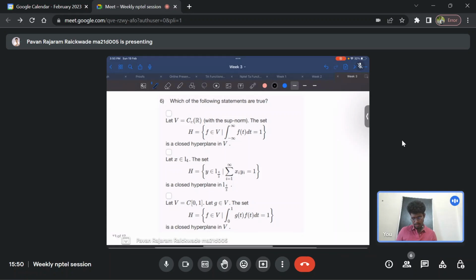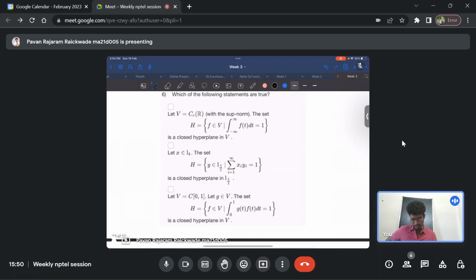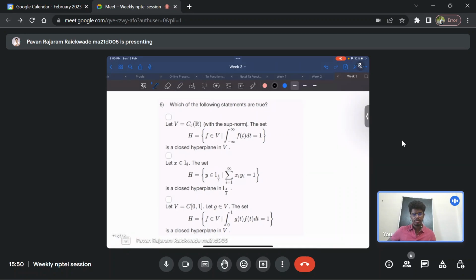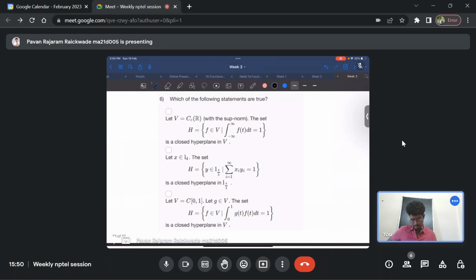So question number 6. Which of the following statements are true? Let V equal C_c over R, which is the space of all functions with compact support. Then the set H, the set of all f belonging to V such that the integral from minus infinity to infinity of f(t) dt is 1, is a closed hyperplane.